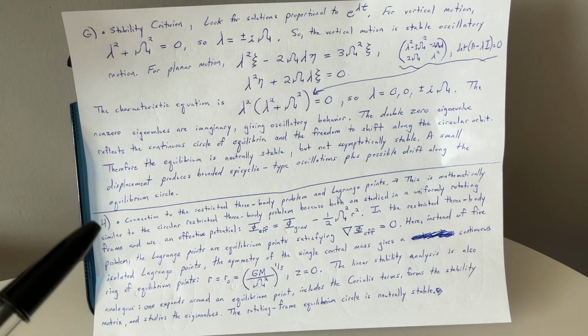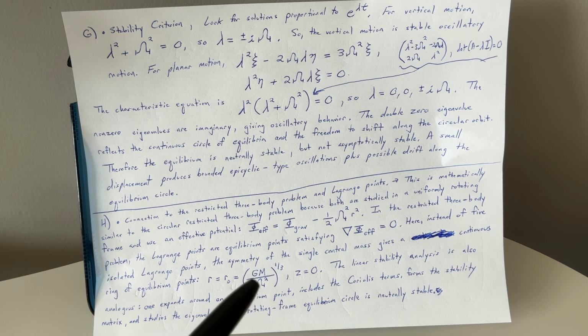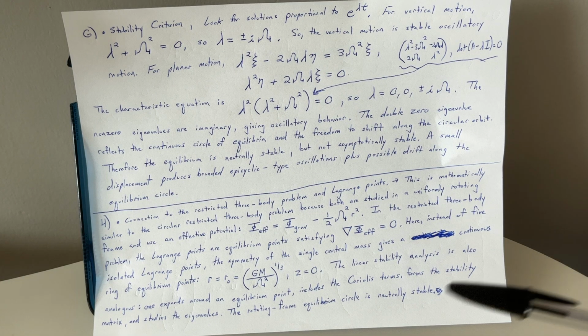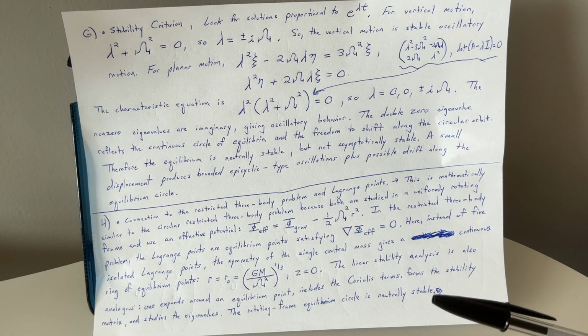Here, instead of 5 isolated Lagrange points, the symmetry of the single central mass gives a continuous ring of equilibrium points, where R equals R naught equals GM over omega squared, raised to the 1/3, and Z is equal to 0. The linear stability analysis is also analogous. One expands around an equilibrium point, includes the Coriolis terms, forms the stability matrix, and studies the eigenvalues. And we can say that the rotating frame equilibrium circle is neutrally stable.